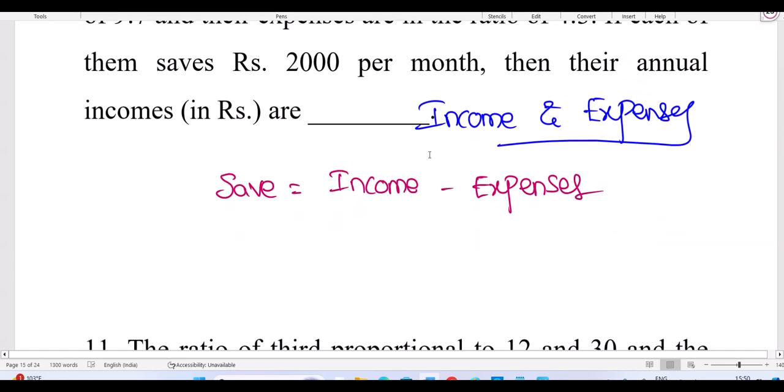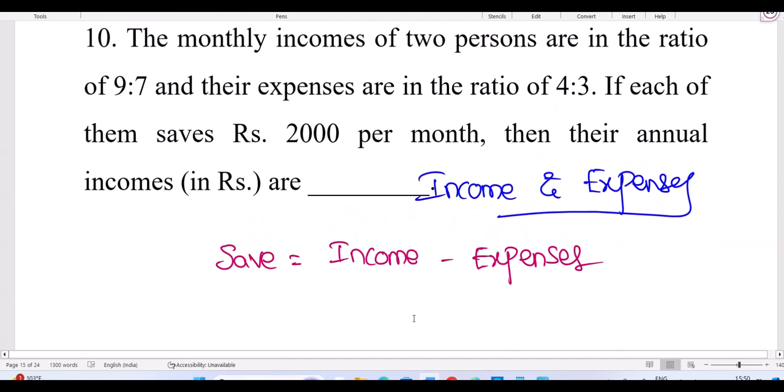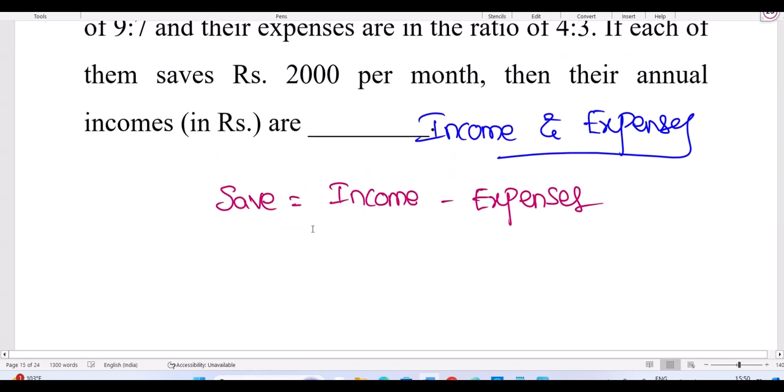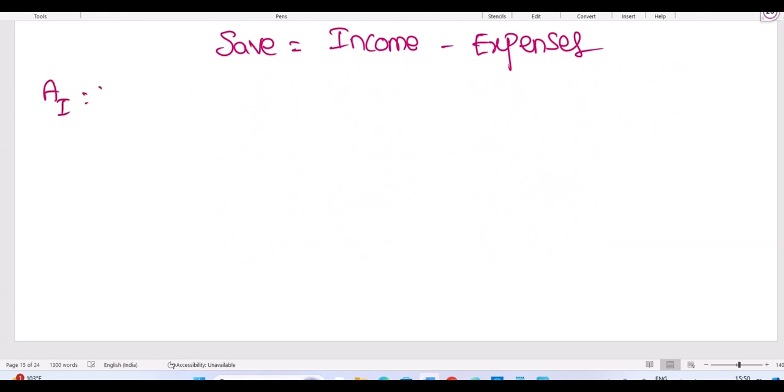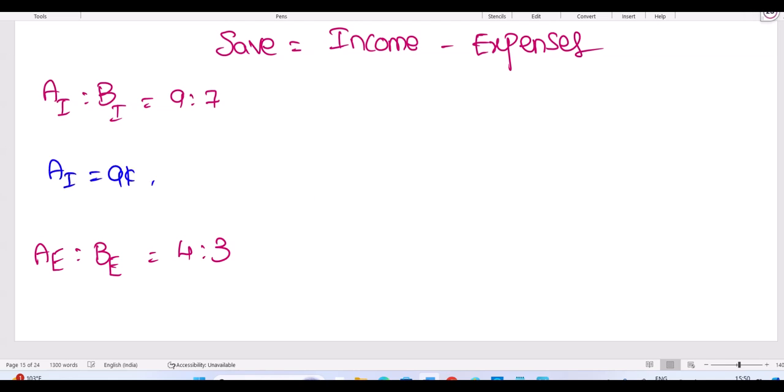Now, A income and B income are given in the question. What's that ratio? 9:7. A expenses and B expenses: this is directly given in the question. A income, B income is 9 and 7. A expenses, B expenses is 4:3. Now guys, see this. I'm writing A income as 9K, B income as 7K. Now, the important thing is this. Many people make this simple mistake. For the expenses of A and B, don't write 4K, 3K again.